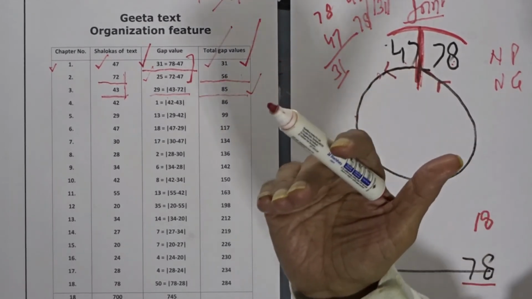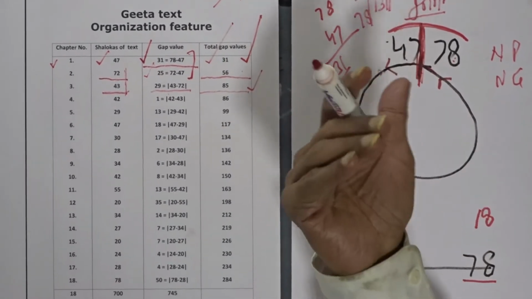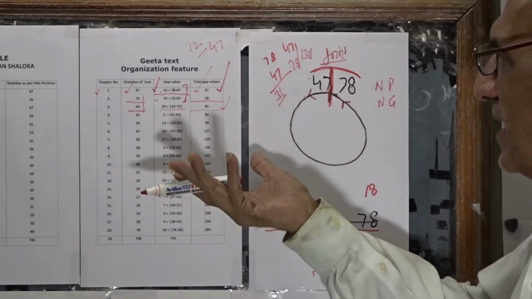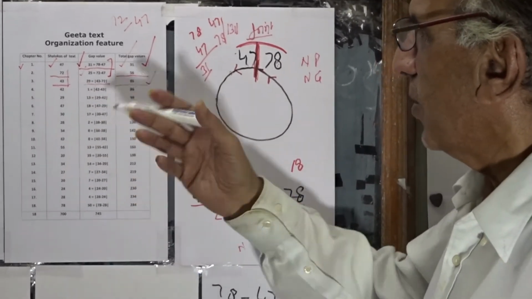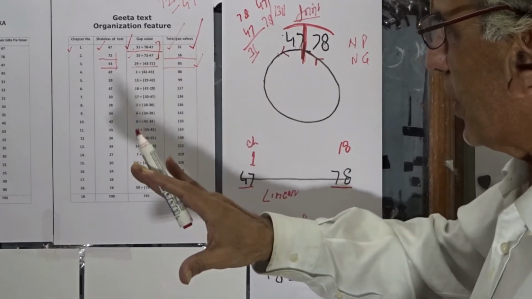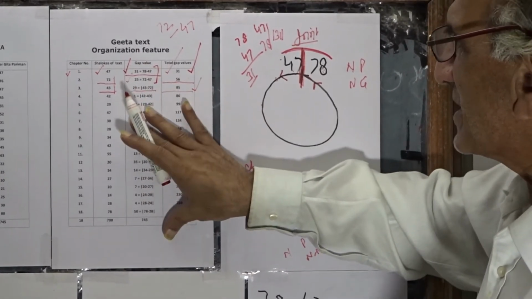Let us have a pause. Let us see that here in this table we are focusing upon the gap values.